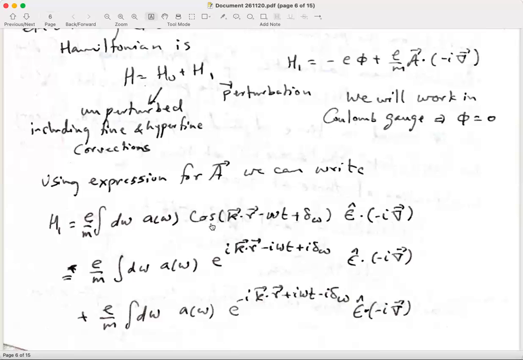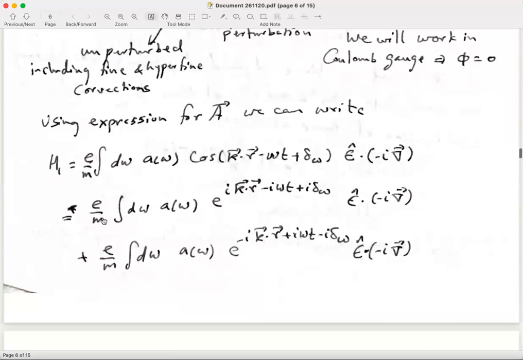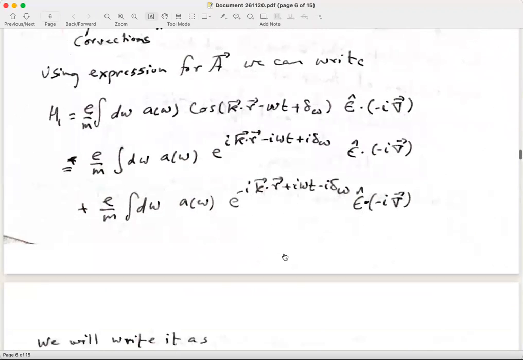Fine. So we can just open up this cosine function and we can write that as a term of this kind. I forgot to put a factor of half here because cosine is exponential plus minus this exponential divided by 2 actually. So I should have put factors of 2 here. But yeah, so you get an expression like that. And we want to see how these terms affect transitions.